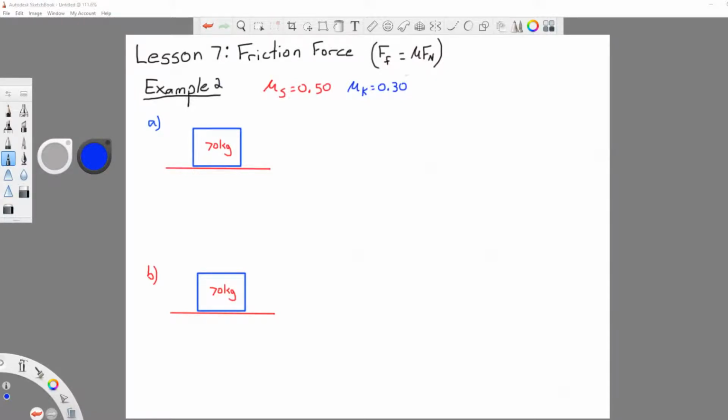Alright, welcome to Unit 3, Lesson 7 on friction force. In this video we're going to be going over the second example problem along with the force of friction. And we're also going to go over a quick introduction over the two different types of friction that we're going to be dealing with. The two types are kinetic friction, which is the friction that occurs between a surface and a moving or a sliding object.